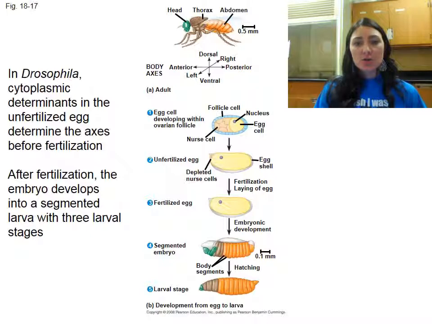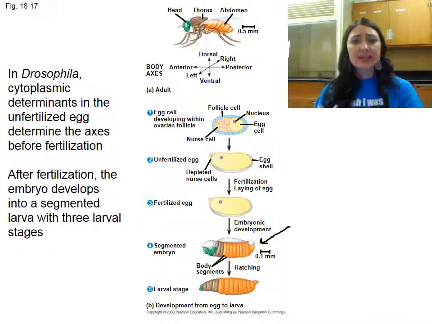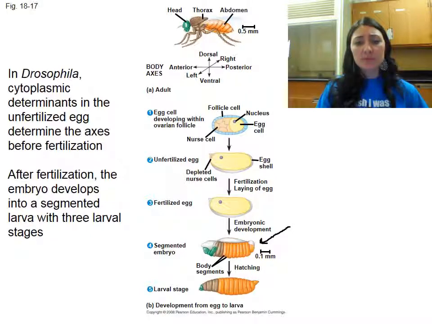So here we see your egg cell is developing and going through the nurse cell. Eventually that follicle cell secretes that egg cell, it gets fertilized, and you get embryonic development. And notice the colors. So the head is represented by green. So because of these cytoplasmic determinants, we know the head is going to be on one end, the tail on the other. We see the abdomen develops in orange, and that thorax, that middle section, is in brown. And that's due to those cytoplasmic determinants that were in the egg before fertilization even occurred.